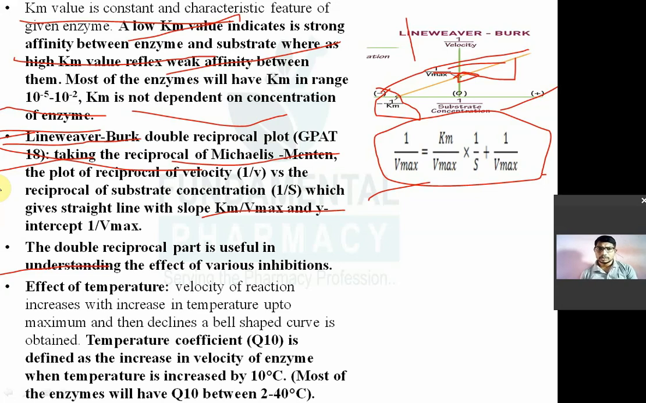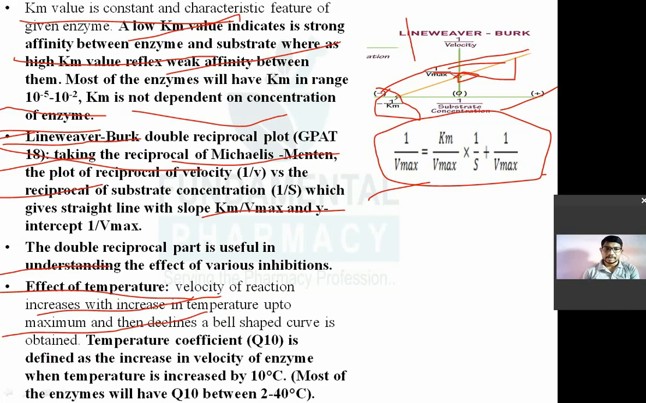Now these two equations, the Lineweaver-Burk double reciprocal plot and the Michaelis-Menten equation, are known as enzyme kinetics. Now the next one is, what is the effect of temperature on the enzyme catalyzed reaction. As you increase the temperature of a reaction, the reaction velocity will increase up to a maximum temperature and then declines. Initially as we increase the temperature, the velocity increases up to a certain temperature, and after that the velocity decreases.